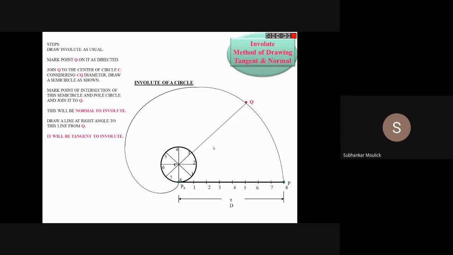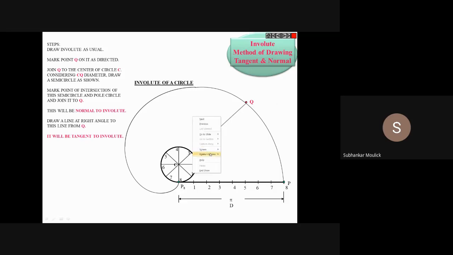Which circle? Some other circle. Definitely CQ is not the diameter of this smaller circle. Fine. Treat CQ as the diameter of some other circle. Get the midpoint. You know how to get the midpoint. If you bisect line CQ, you will get the midpoint.